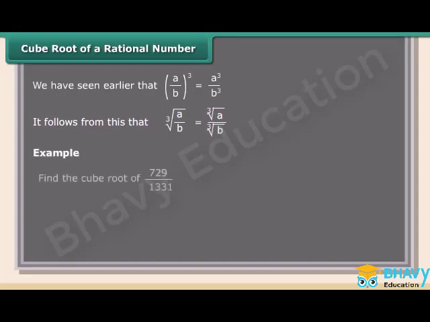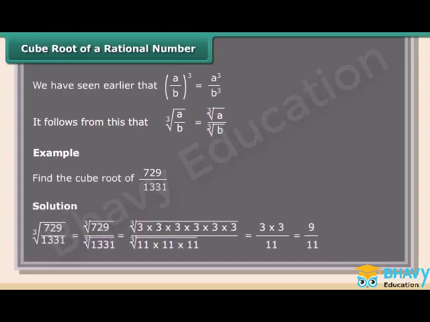Example: find the cube root of 729 upon 1331. Solution: the cube root of 729 upon 1331 is equal to the cube root of 729 upon the cube root of 1331, which is equal to the cube root of 3 × 3 × 3 × 3 × 3 × 3 upon the cube root of 11 × 11 × 11, which is equal to 3 × 3 upon 11, which equals 9 upon 11.